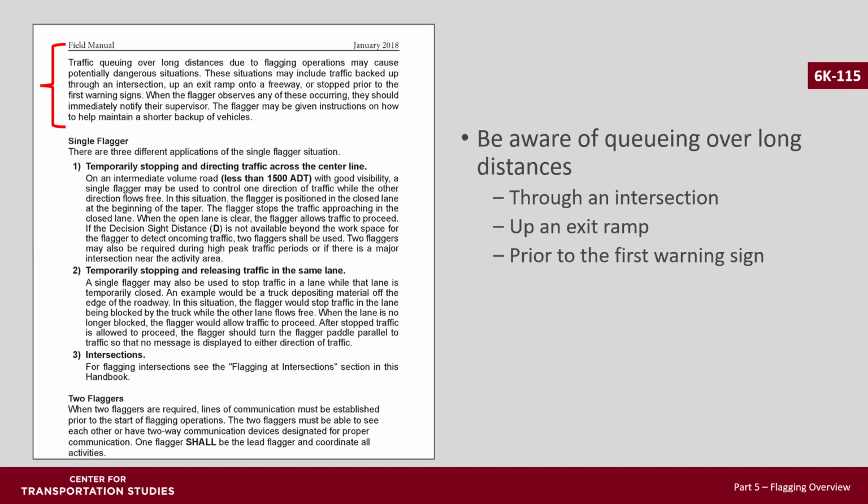Watch for traffic queuing over long distances due to the flagging operations that may cause potentially dangerous situations. These situations may include traffic backed up through an intersection, up an exit ramp and onto the freeway, or stopped prior to the first warning signs. When the flagger observes any of these occurring, they should immediately notify their supervisor. The flagger may be given additional instructions on how to maintain a shorter backup of vehicles.